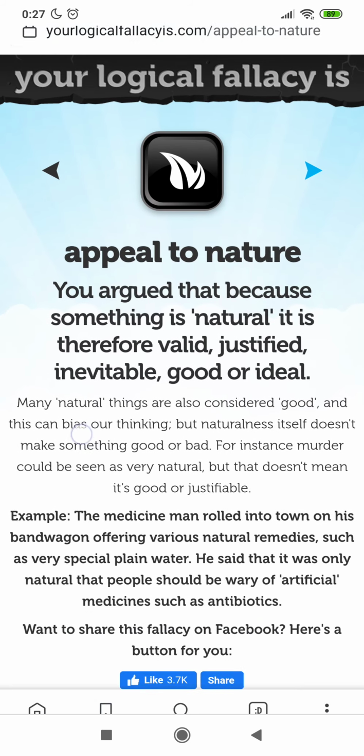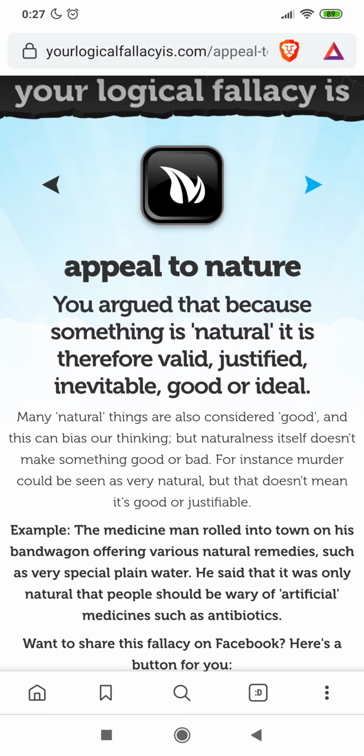Appeal to nature, the naturalist fallacy. You argued that because something is natural, it is therefore valid, justified, and inevitable, or good or ideal. Many natural things are also considered good, and this can bias our thinking, but naturalness itself doesn't make something good or bad. For instance, murder could be seen as very natural, but that doesn't mean it's good or justifiable.